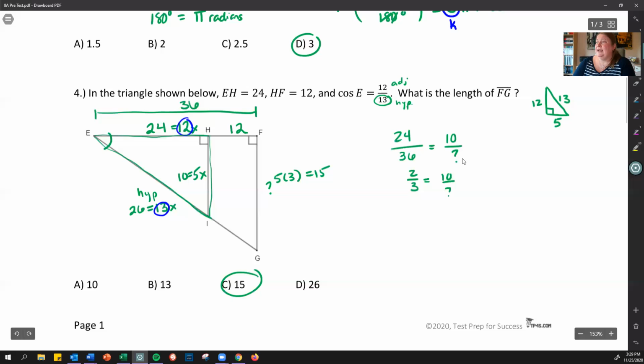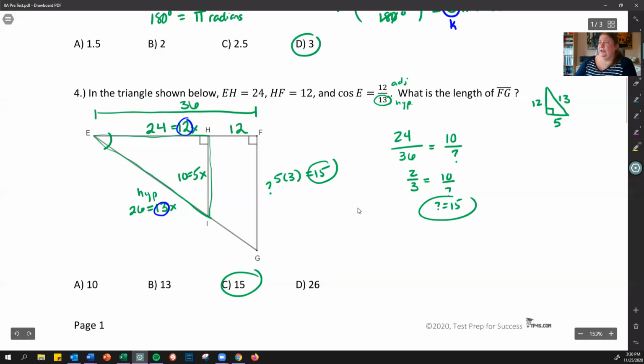Well, now we can say 2 times what is 10? 2 times 5 is 10. So 3 times 5 is going to give me 15. And that was another way to get to the 15 without actually having to use your calculator.